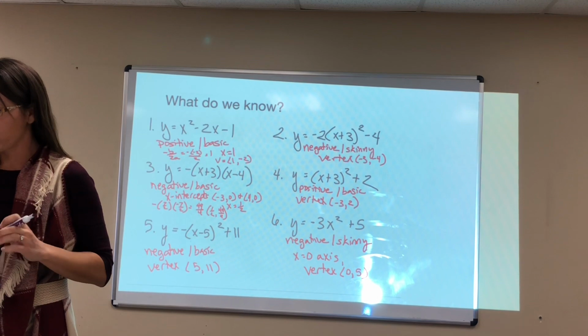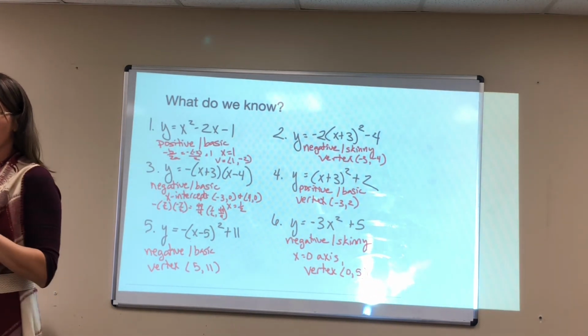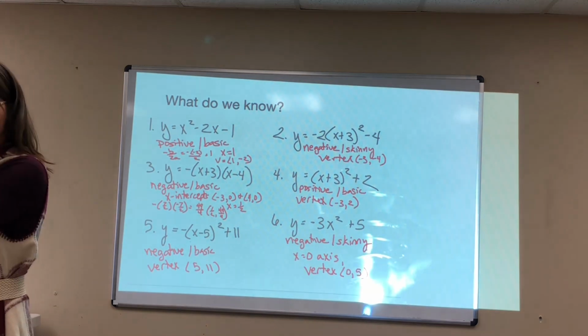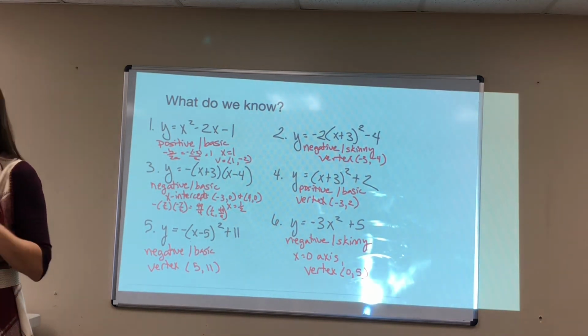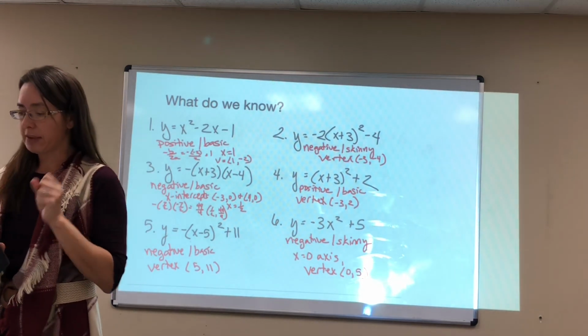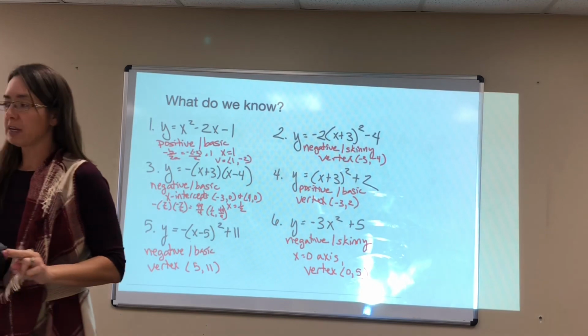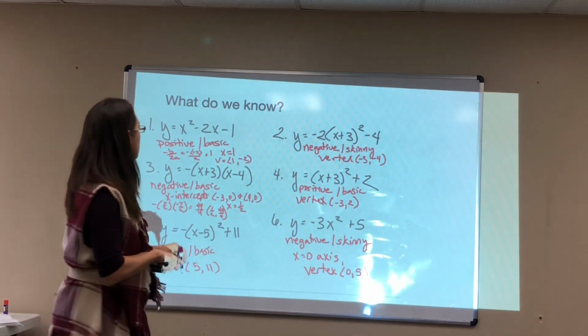Oh, sorry. Faces up. Okay. So let's talk through it. What is the A value of number 1? 1. What is the B value? Negative 2. What is the C value? Negative 1. Okay, so it faces up. We can find the vertex by negative B over 2A.